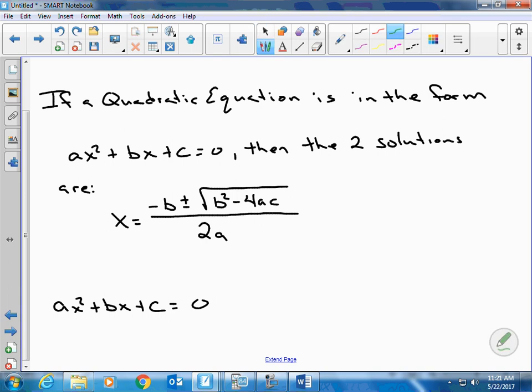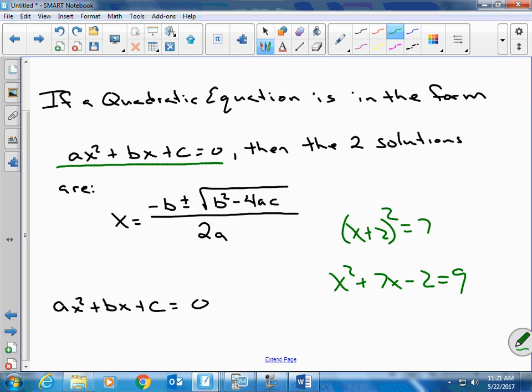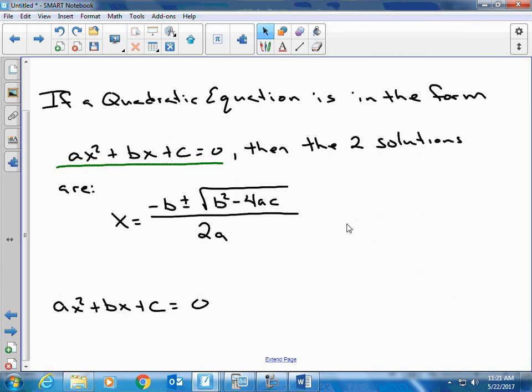If I have an equation that says x plus 2 squared equals 7, the quadratic formula doesn't apply. If I have x squared plus 7x minus 2 equals 9, the quadratic formula doesn't apply. And I would have to get those equations into the form ax squared plus bx plus c equals 0 before I could apply the quadratic formula. So the if part in every single theorem is pretty important. So the quadratic formula theorem says in order to use this thing, it has to be in that form.